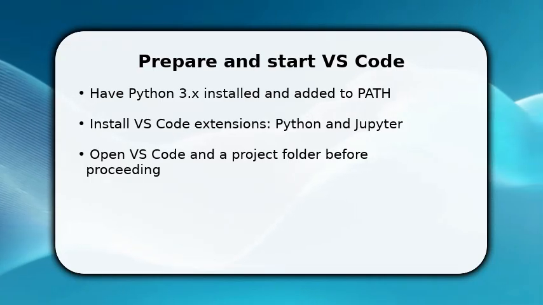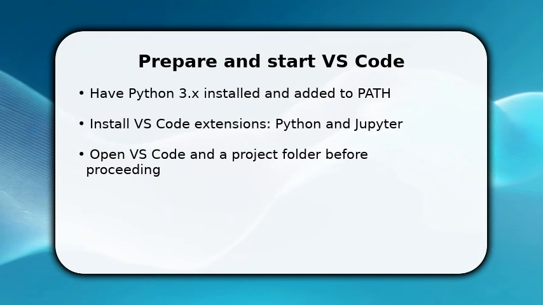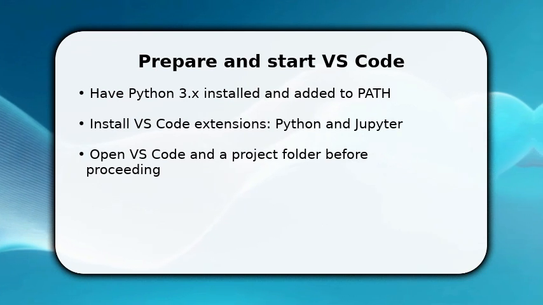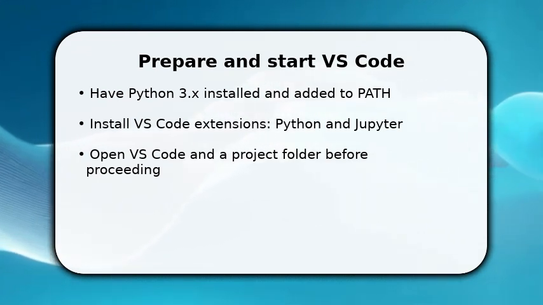You'll start immediately inside VS Code. Open your project folder and confirm Python 3.x is available. Next, install the Python extension and the Jupyter extension. These two together enable notebooks.